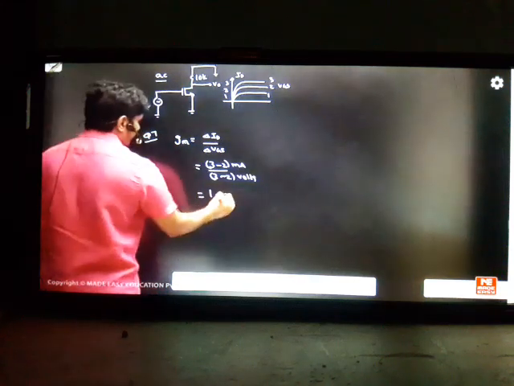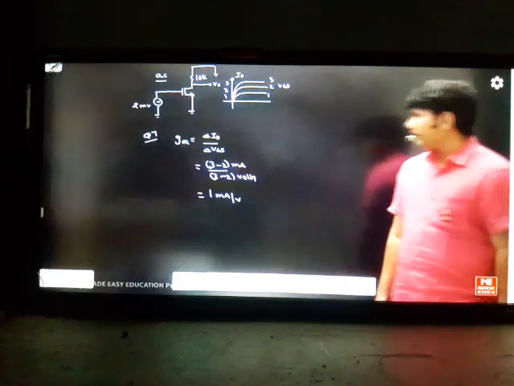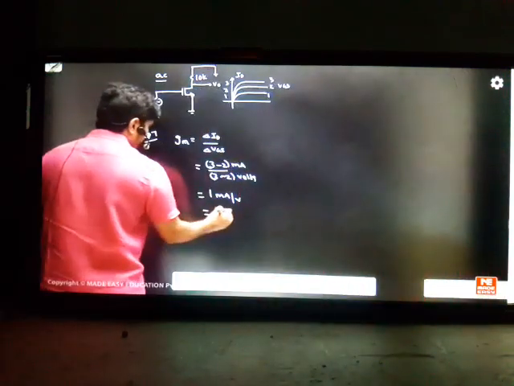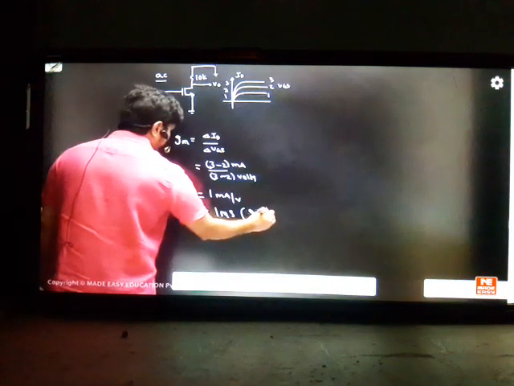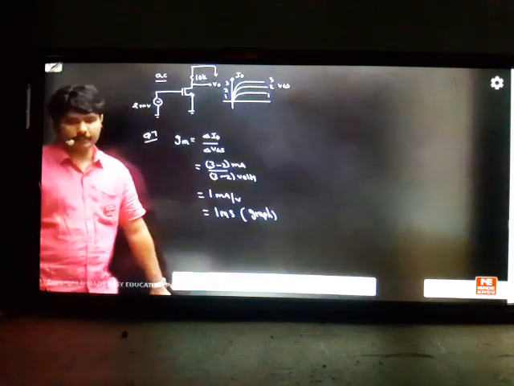So the change is coming to be 1 milliampere per volt, which can also be represented as 1 millisiemens, which is calculated from the graph easily. That is the reason they are given a graph for it. You can solve for gm easily from the graph.